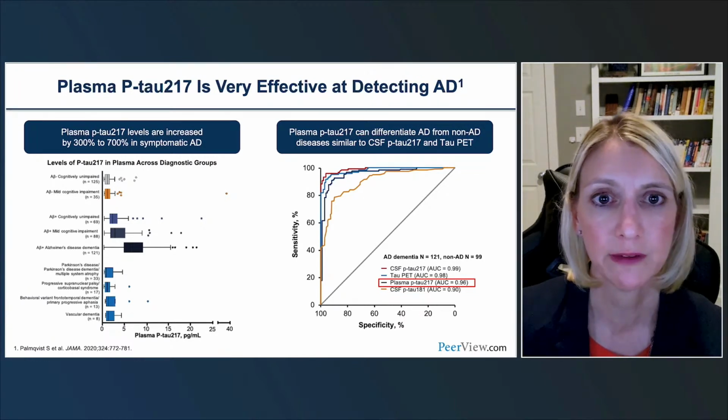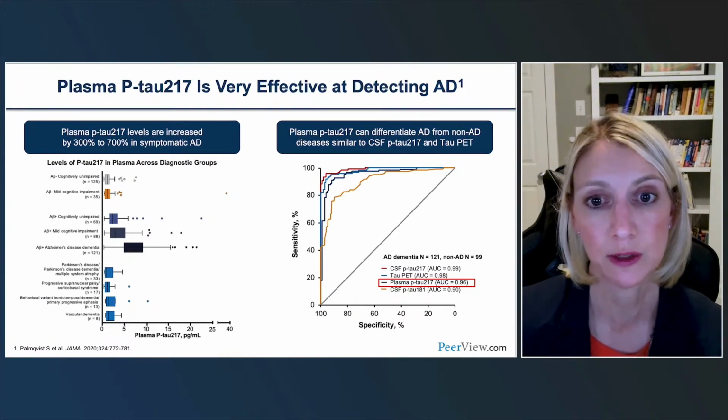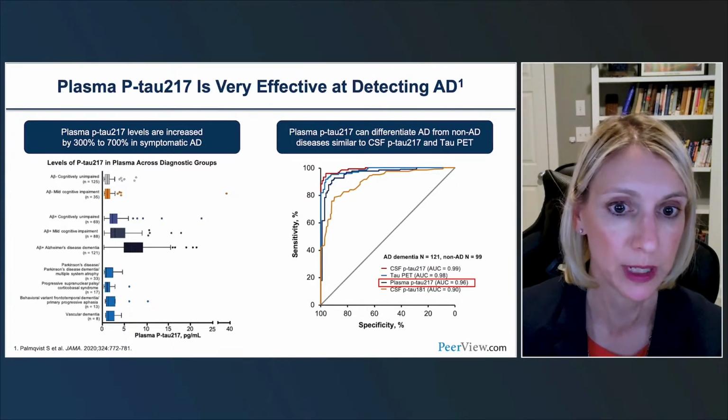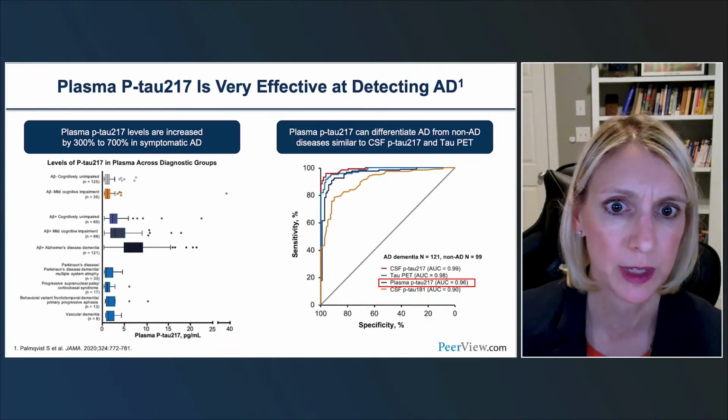There are no commercially available, clinically available p-tau 217 assays for plasma at the moment, but I imagine they will be coming very shortly.